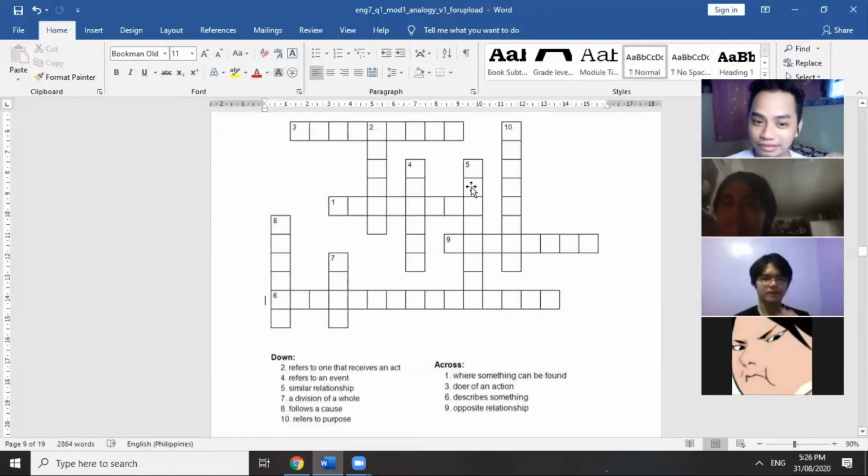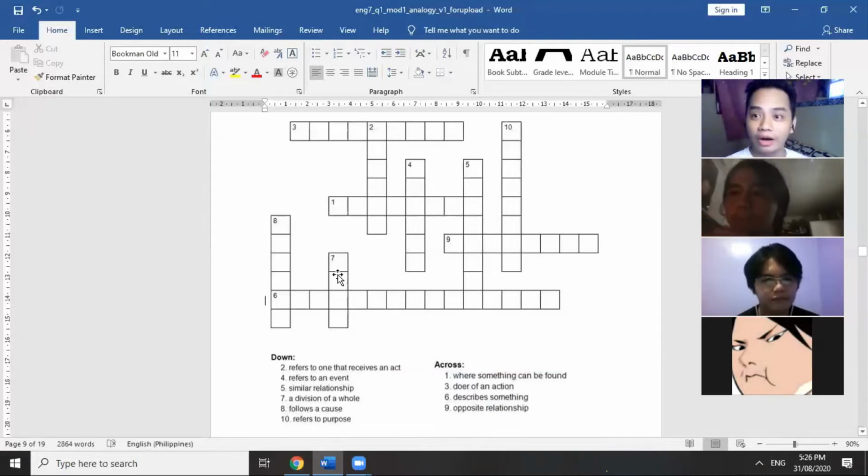Maybe synonyms. Or no? What would be similar relationships, people? SYNONYMS. We'll find out, okay? Refers to a division of a whole. Division of a whole. Part? Part, PART. Follows a cause. Effect. Cause and effect, right? EFFECT. 10. Refers to a purpose.